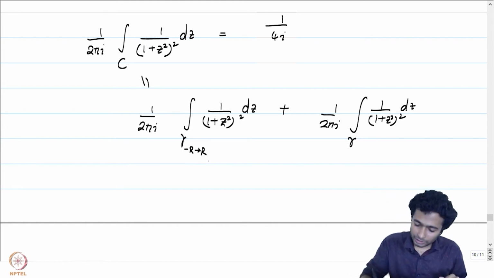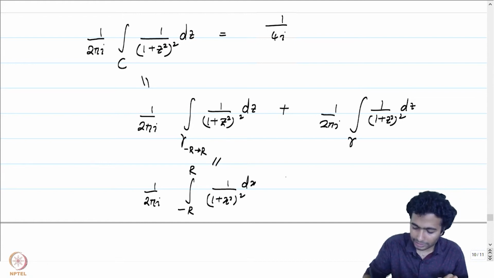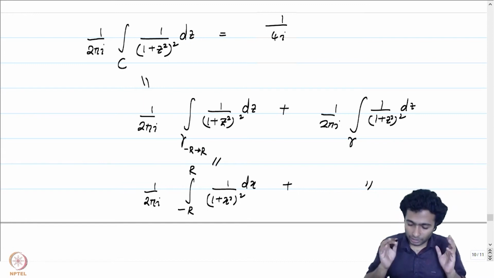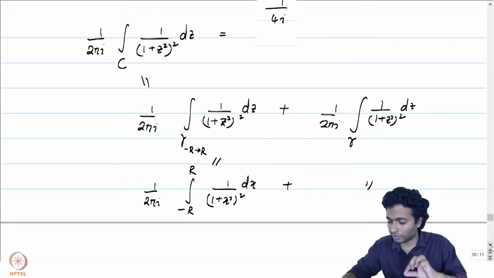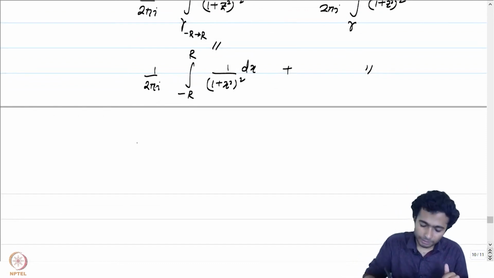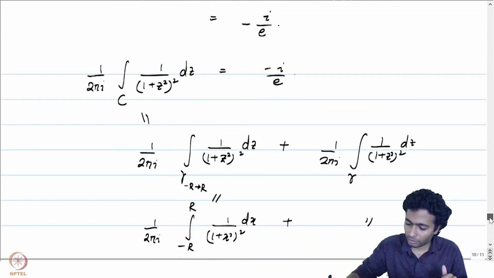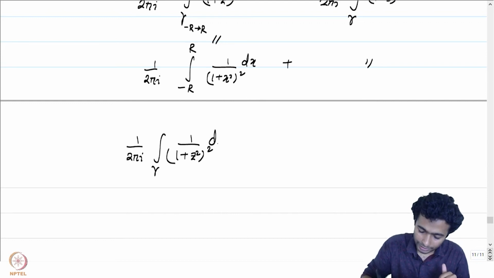The first thing to note is that this is again equal to 1 by 2 pi I times the integral from minus r to r of 1 by (1 plus x square) the whole square dx plus the same, and it is 2 pi I times the limit of the first term as r goes to infinity that we are interested in. Let us look at the second term, 1 by 2 pi I integral over gamma of 1 by (1 plus z square) the whole square dz.